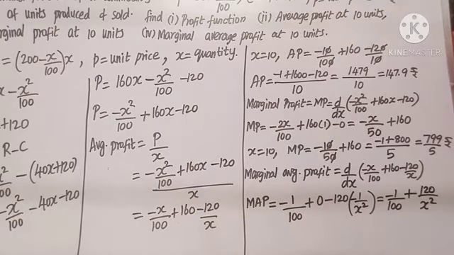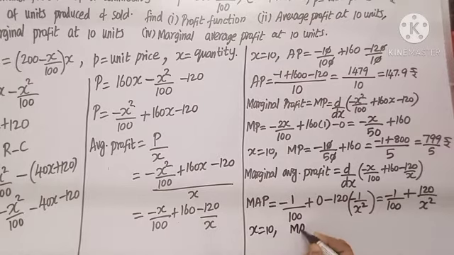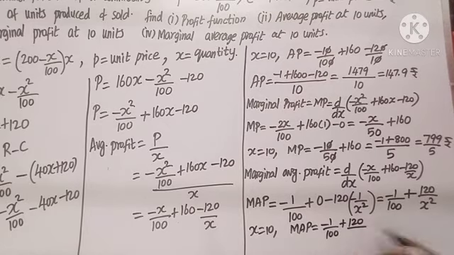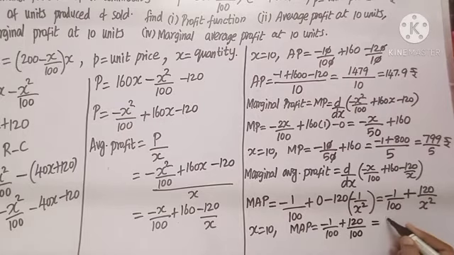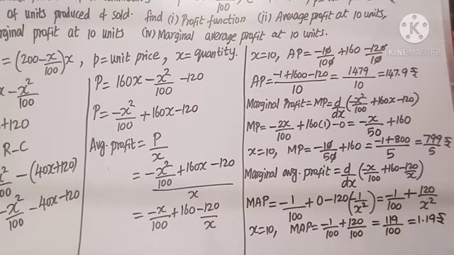Again, x is given to be 10 units. So marginal average profit equals minus 1 by 100 plus 120 by 10 square is 100. That is 119 by 100, or I can say 1.19 rupees.